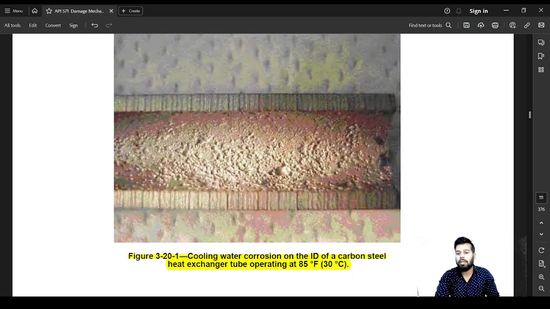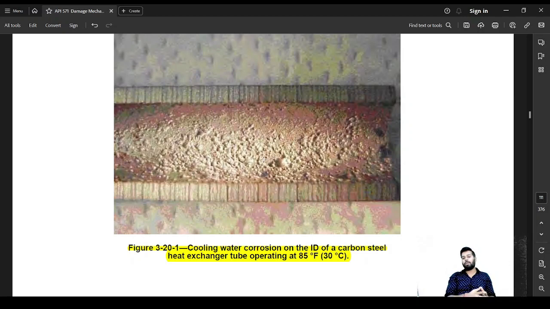Okay. Those are the common damage mechanisms for cooling water corrosion. In the next video, we'll be talking about some other damage mechanisms in our damage mechanism series.